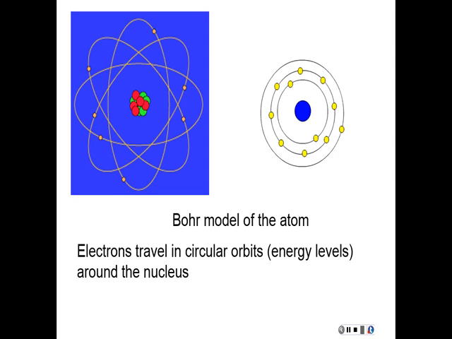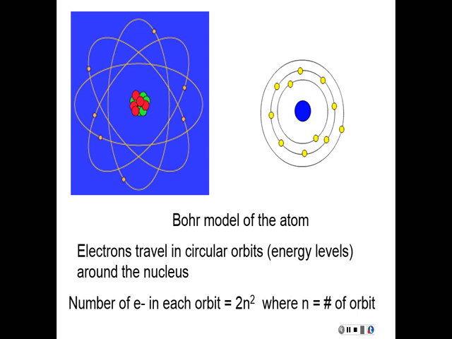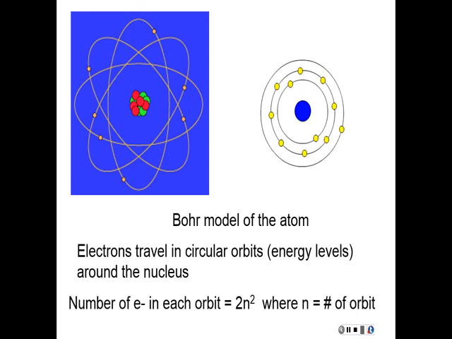And in Bohr's model of the atom, electrons travel in circular orbits around the nucleus. We can calculate the number of electrons in each orbit by using 2n squared, where n is the number of the orbit. The orbits are also called energy levels, and that's how we're going to be referring to them from now on. To do the 2n squared, let's pick out the third energy level. The third energy level could have a total of 18 electrons in it, because you would square the 3 and then multiply by 2.